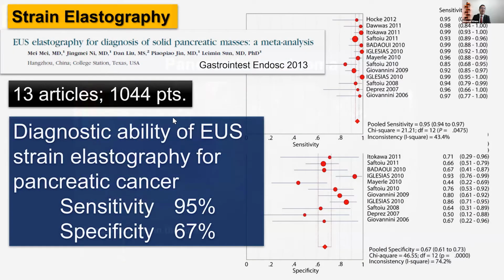This is a meta-analysis of EUS elastography for diagnosis of solid pancreatic masses. Its sensitivity is 95%, which I think is very high. On the other hand, its specificity is only 67%. It is because it is sometimes difficult for us to discriminate severe chronic pancreatitis from pancreatic cancers.